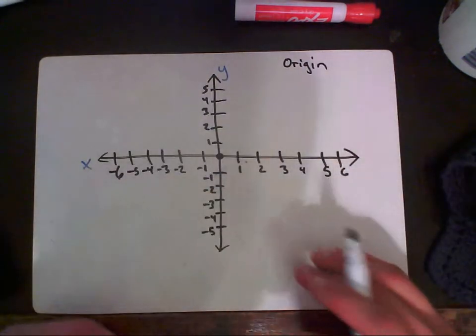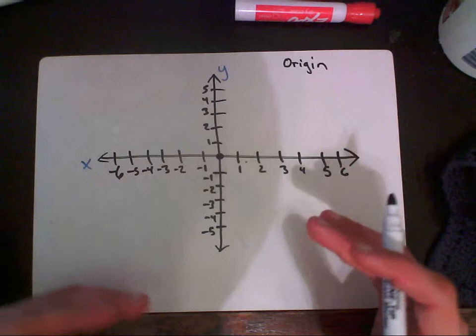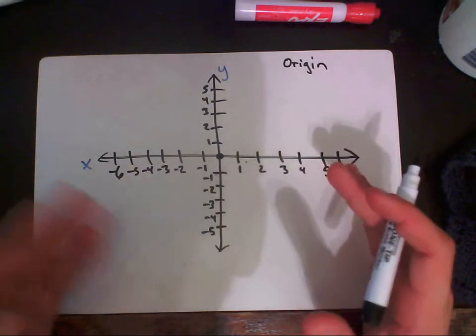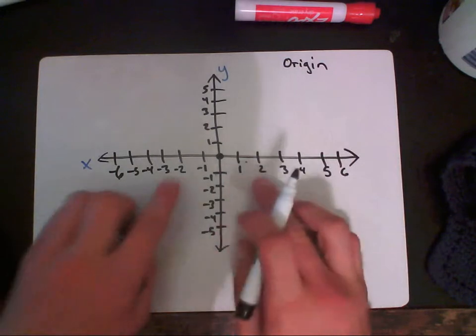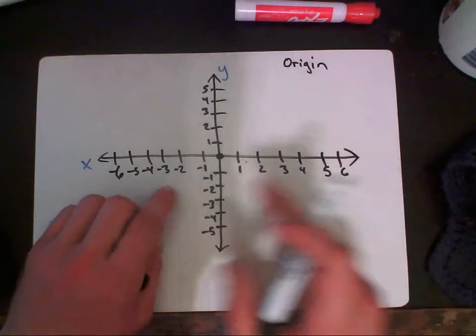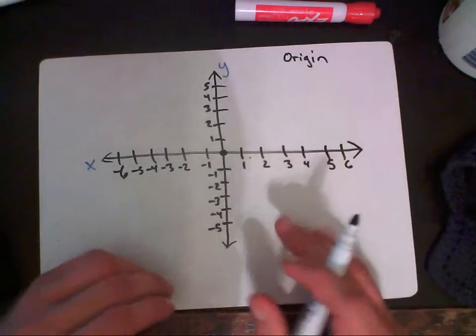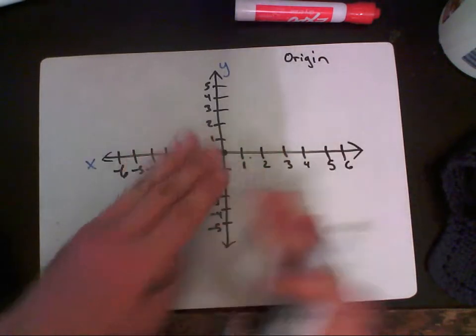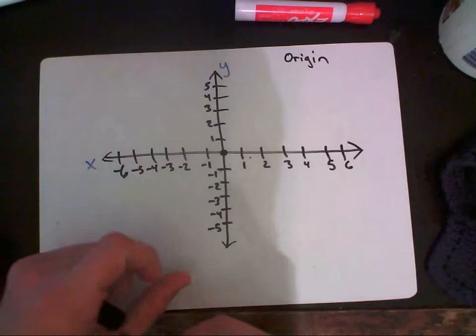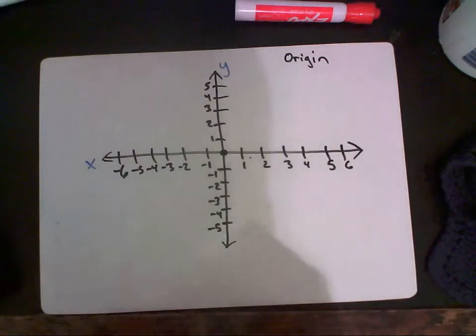Now your graphs are going to vary based on what scale you want to draw them at. You can label these in by 2s, by 4s, by 10s. You can only use one section of the graph. It's pretty much up to your discretion.